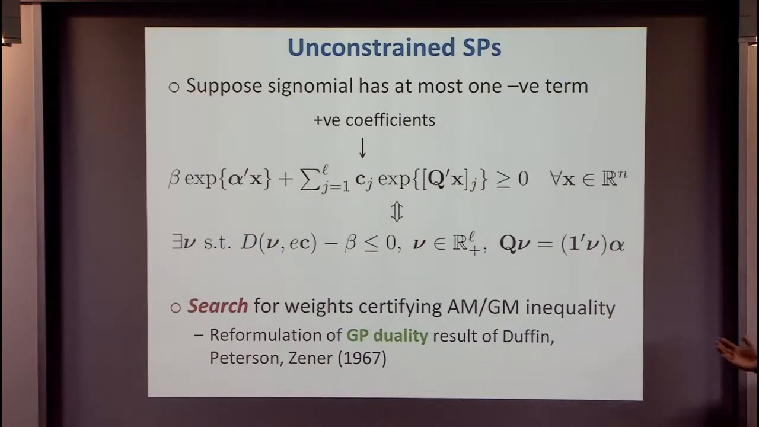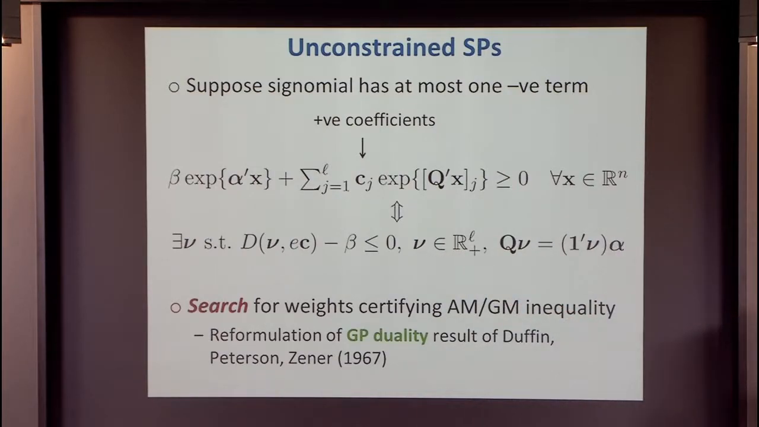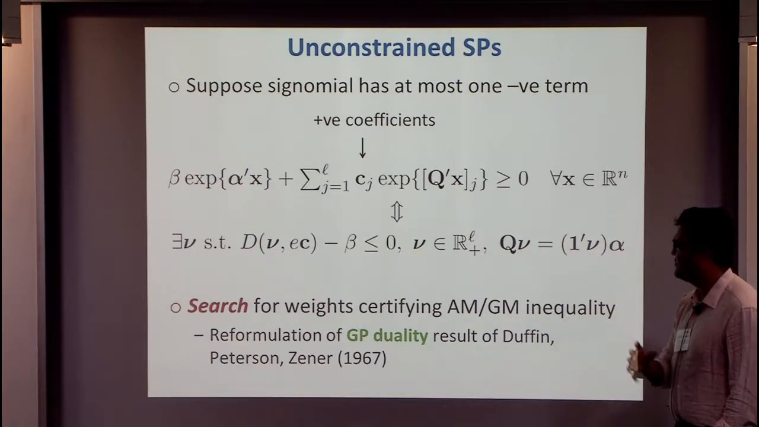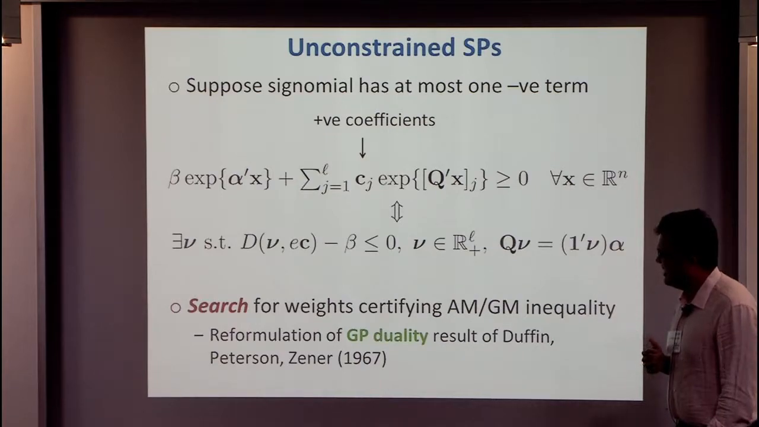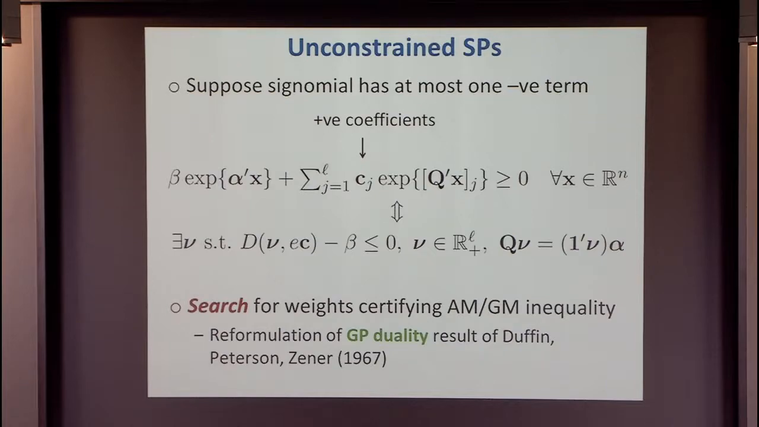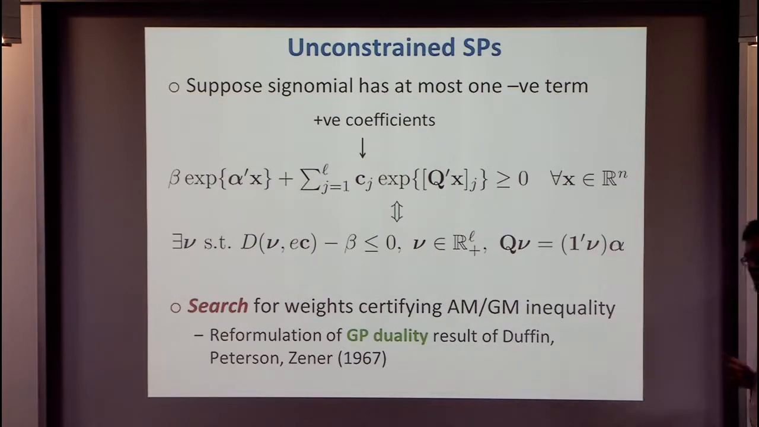So really what you're doing is searching for weights nu that certify an AMGM inequality and thereby certify the global non-negativity of the signomial. And it's a reformulation, if you will, a different parameterization of early results in GP duality that go back to even the late 60s. If you subtract off a term here that just depends on C, then you can assume that the nu's are a probability distribution. It just depends on the vector C.